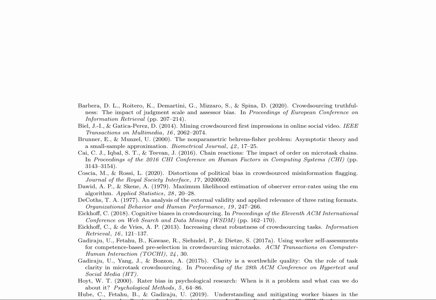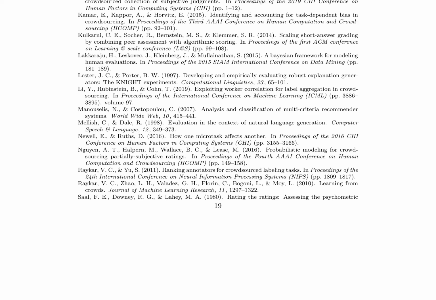The impact of judgment scale and assessor bias on crowdsourced data quality is a crucial aspect discussed in the research. Task clarity is also emphasized as a vital factor, along with the need to account for task-dependent bias. Studies on rater bias in psychological research, worker self-assessments for competence-based preselection, and probabilistic models for crowdsourced ratings are highlighted for their insights into these themes. The importance of robust methods to ensure quality and reliability is a recurring theme throughout the discussion.